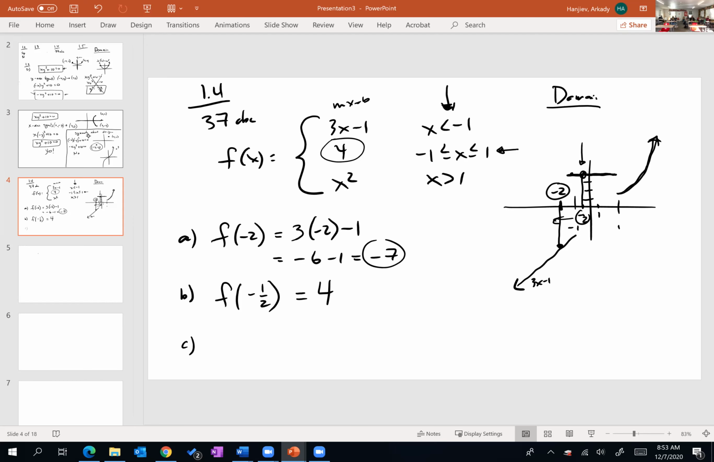For C, I need f of 3. So notice again, going along these little lines here, that's the one I'm going to use. X is greater than 1. Therefore, the function is the square function. Answer is 9. So piecewise functions, they're cut into pieces to be used at different spots, different ways.